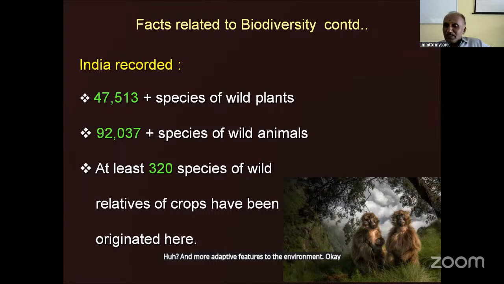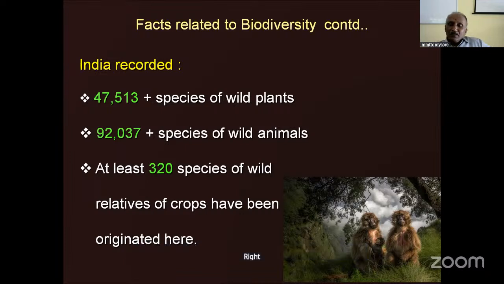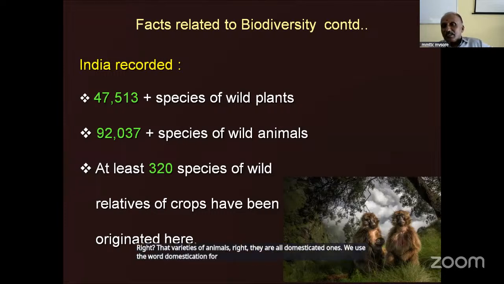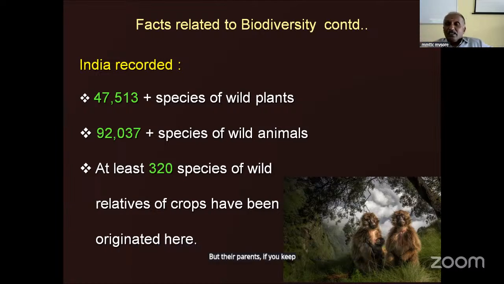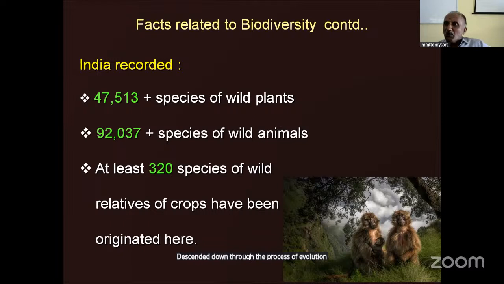Okay, as compared to the what? Domesticated or cultivated. So the varieties of rice today which we are seeing are all cultivars, right? The varieties of animals, they are all domesticated ones. We use the word domestication for animals, cultivation for plants. But if you keep on tracing their parents and parents and parents, like that, the origin of those species, then you will come across that they have all descended through the process of evolution from the wild species.